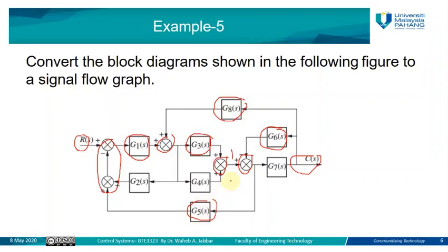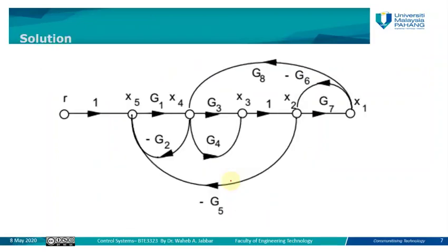So if you can see here, the representation for the signal flow graph will be like this one. We have the input node, which is RS. We have this node, we call it X5. Then we have the node of the second summing junction, we call it X4. And we have another summing junction, we call it X2. Here we have the output node.